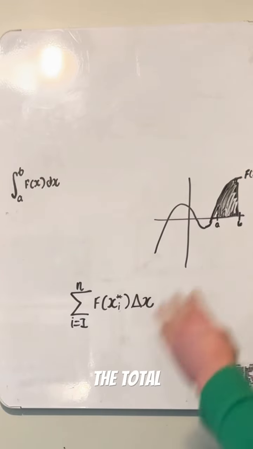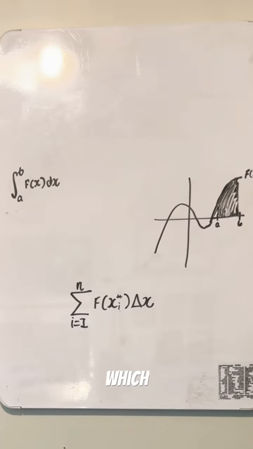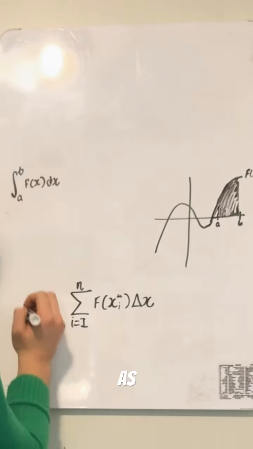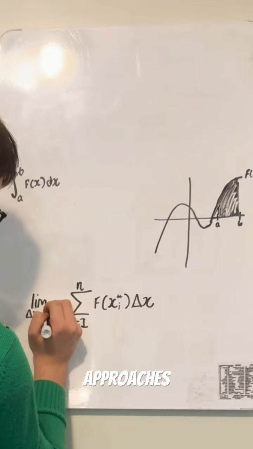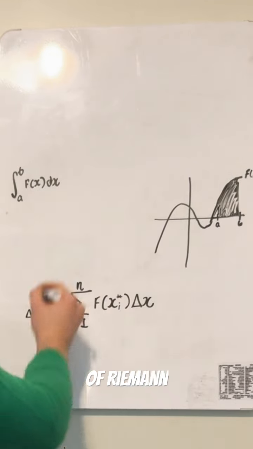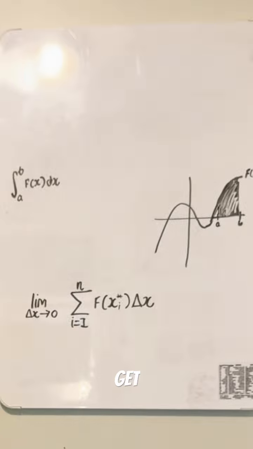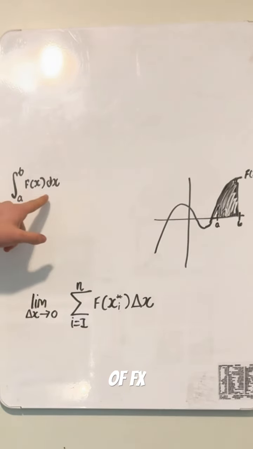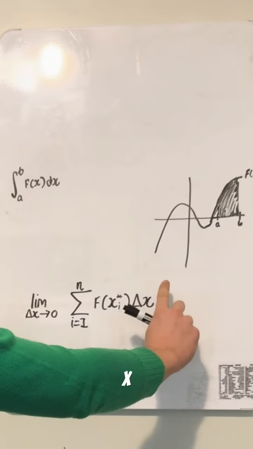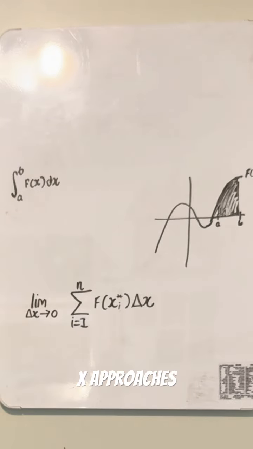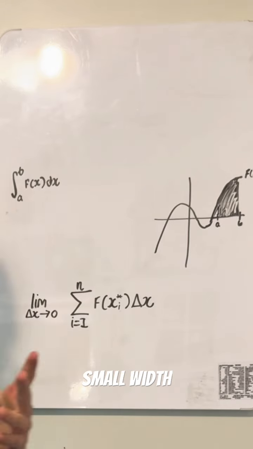And we can represent the total area, which we can write here as we take the limit as delta x approaches 0 of the Riemann sum, we get equal to the definite integral from a to b of f of x dx, where dx is simply delta x as delta x approaches 0. So it's some infinitely small width in x.